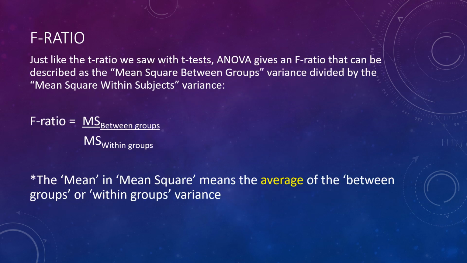Now the true F ratio is a little bit more complicated. It's not just the sum of squares between groups divided by the sum of squares within groups. It's actually expressed as an MS between groups, and the M stands for mean. So it's going to be the average variance between the groups divided by the average variance within groups. So an F ratio is the mean square between the groups divided by the mean square within groups. And I'll unpack that a little bit more.